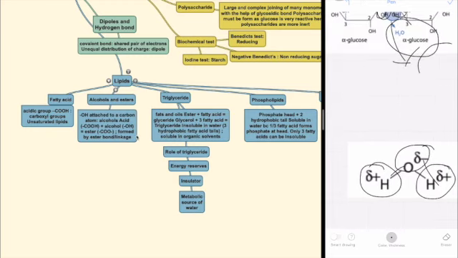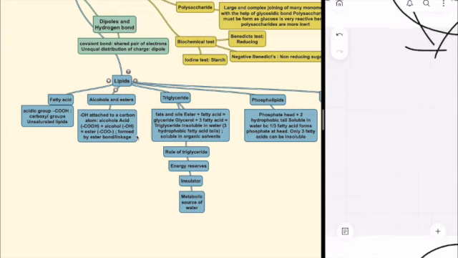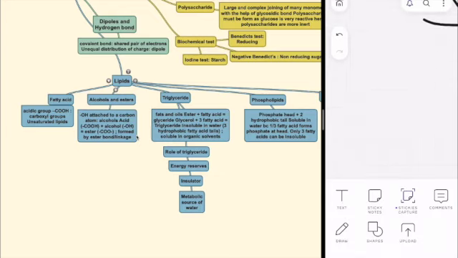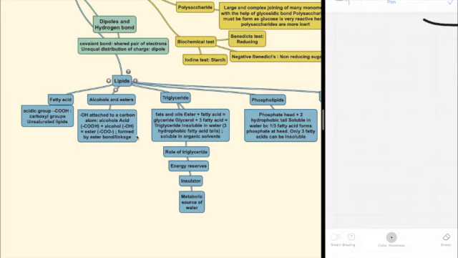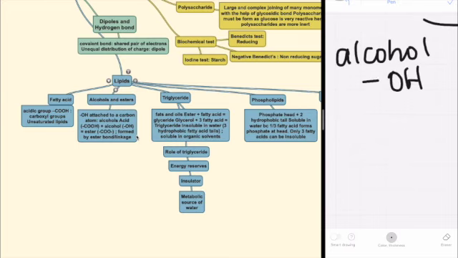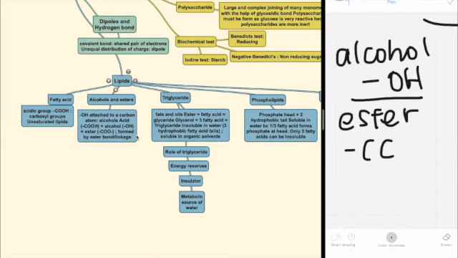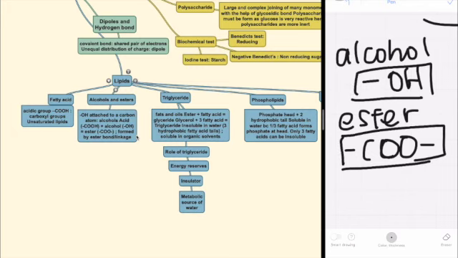So one way that I can explain this is that alcohols are basically whatever has OH at the back, and esters have COO at the back of their general formula. As long as you can see these two together, you can identify them as ester and alcohol.